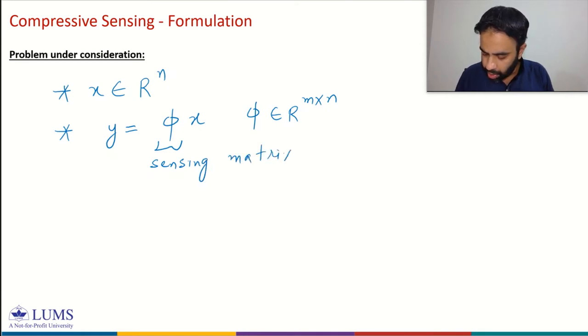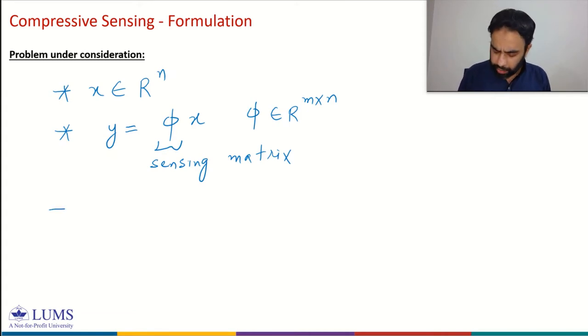Since this transforms x, we obtain the measurements y. Here we are just taking a noiseless case, so we are assuming that y is not corrupted with any noise, or there are no measurement errors. Later we'll talk about how to deal with the situation when we have measurements corrupted with some additive noise.